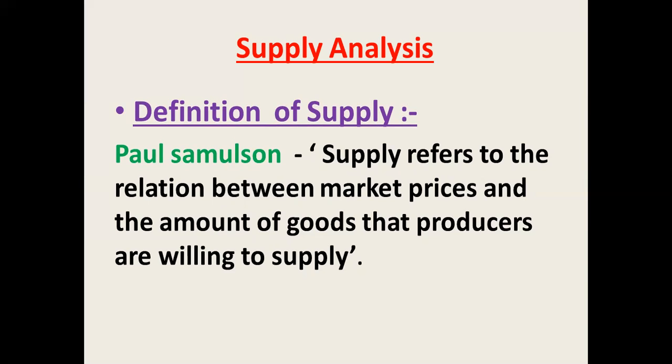Let's come to the definition of supply according to Paul Samuelson. Paul Samuelson is a great, renowned economist, and he has given one more most important definition of supply. Supply refers to the relation between market prices and the amount of a good that producers are willing to supply. The producer's willingness is most important. So supply refers to the quantity of a commodity that the seller is willing and able to offer for sale at a given price during a given period of time.